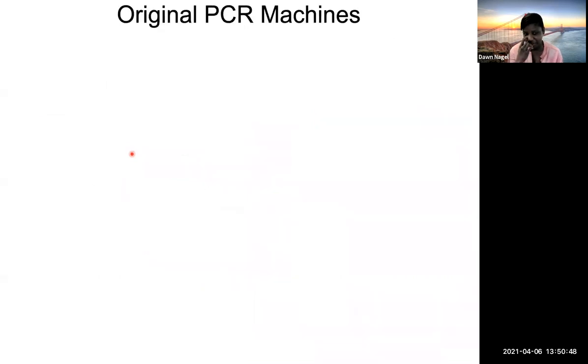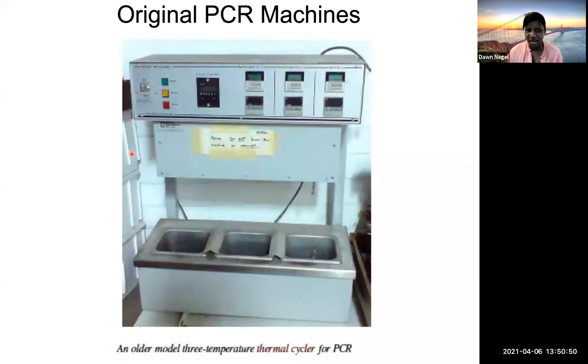And back in the day, you had to be able to use these different temperatures. When this was developed in the early 1980s, we didn't have the machinery to put our PCR reaction in a test tube, put it into a machine, and say, okay, do 95 for this time, do 50 to 60 for this time, and then do 72 for this time. That didn't exist at that time.